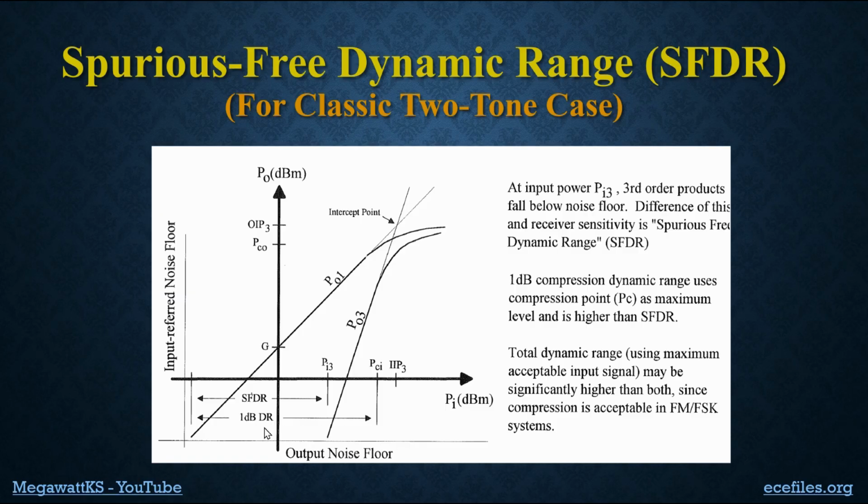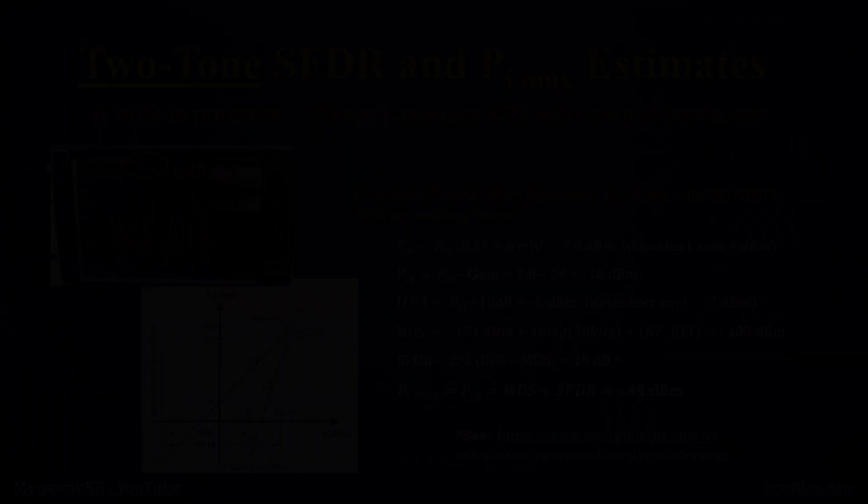And it's always less than what I call the 1 dB dynamic range, which is the difference between the 1 dB compression point. Remember, this is where it was 1 dB compressed. It's the difference between that and the noise floor. So now let's look at an example with some real numbers in it from some real amplifiers and figure out what all this stuff means.